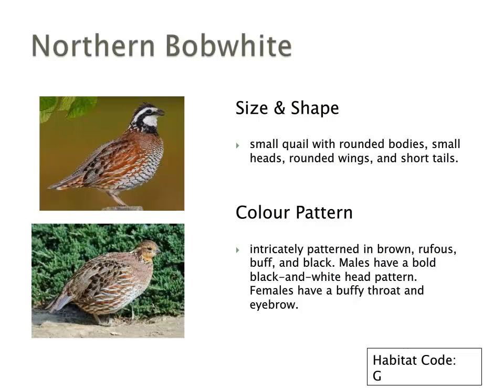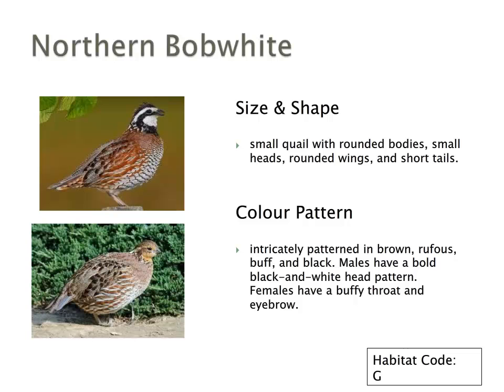The northern bobwhite has a very small range within Canada, certainly in Ontario. It's a relatively small quail. It has a nice rounded body and rounded wings and a short tail. Very intricately patterned. So one of the things to look for here is in the male, the characteristic white and black striping on the head, giving way to a very beautifully patterned body.